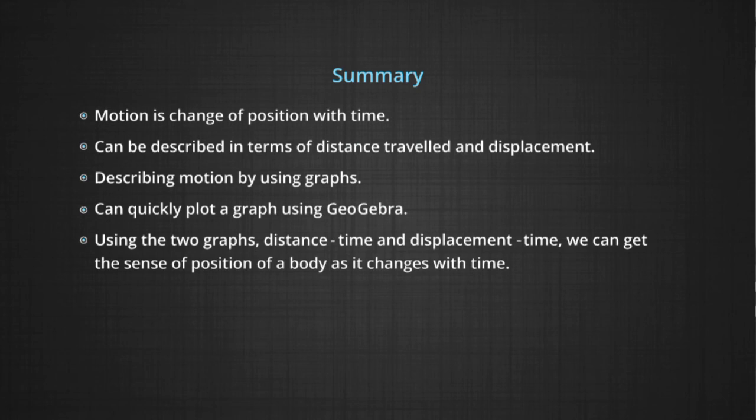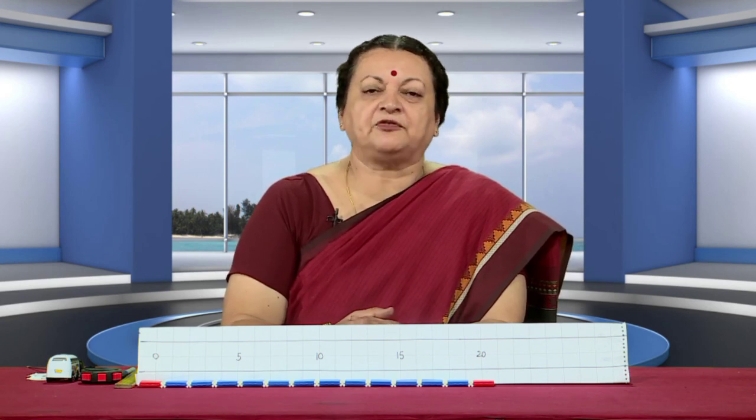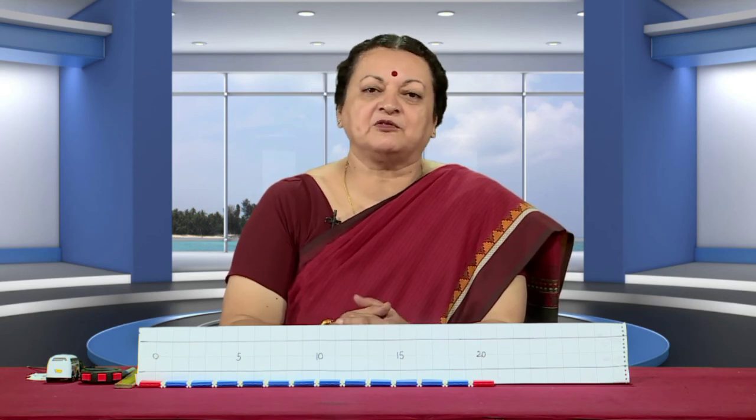So, to completely talk about motion of an object, we have to talk about the position at different times, and therefore, we can use graphs, we can use symbols to represent the change in position and the time interval involved in it.